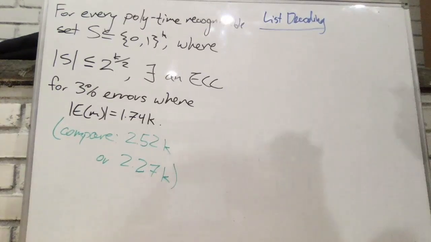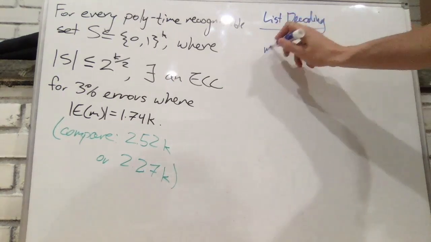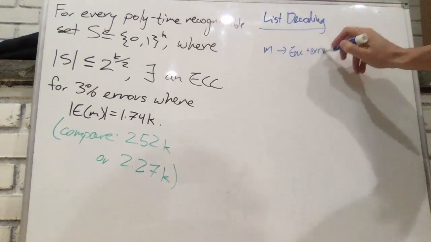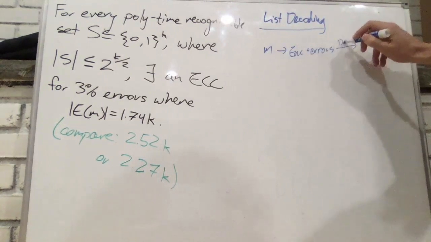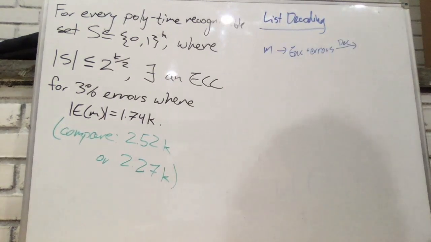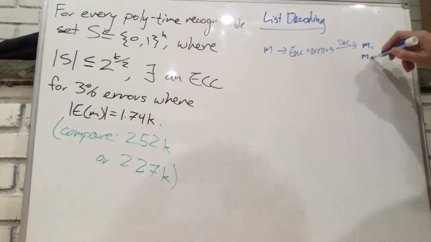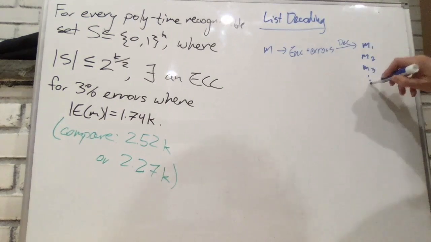List decoding is similar to normal error correcting codes, where I take some message, I encode it, add errors, and then I decode it. Usually in normal error correcting codes, I would just get my message M. But over here, it's a little different. I'm going to get a list of messages, M1, M2, M3, up to polynomial size.